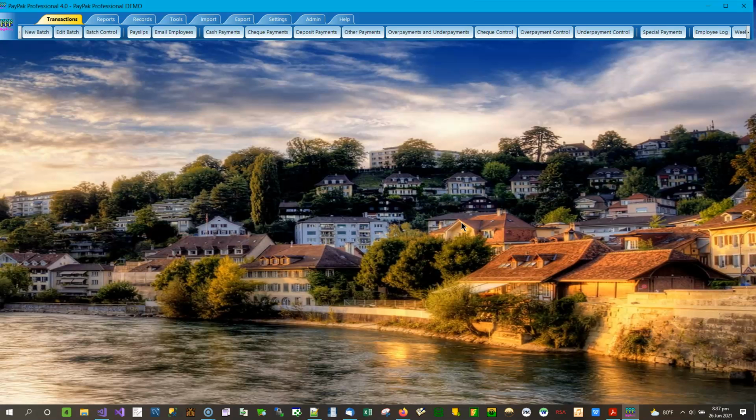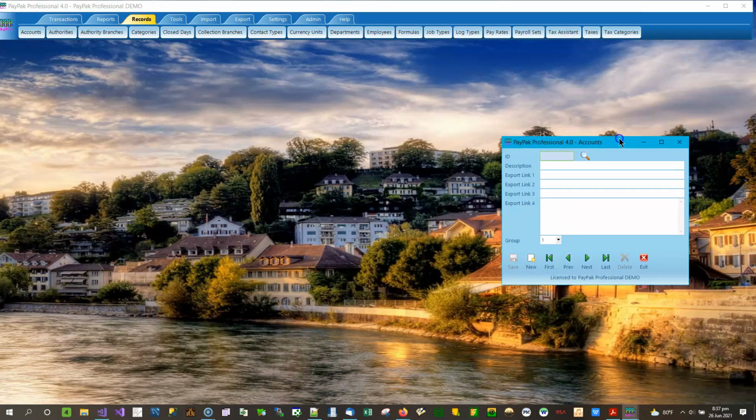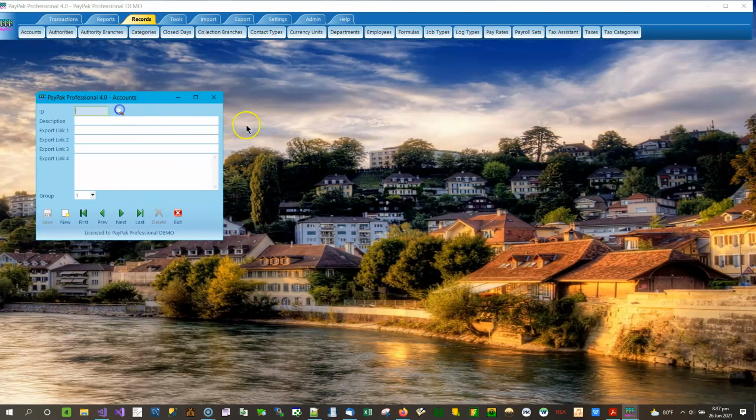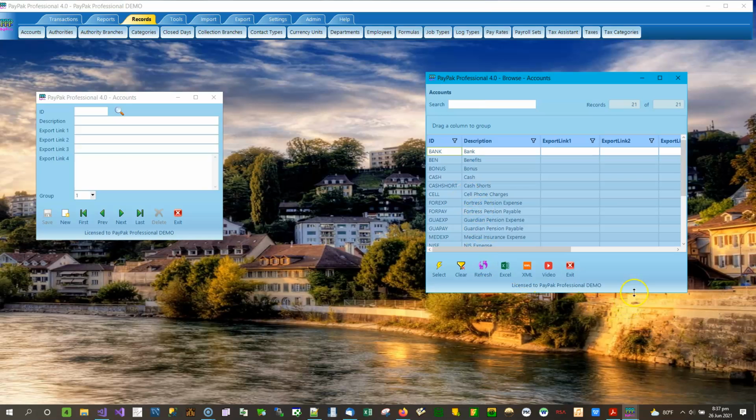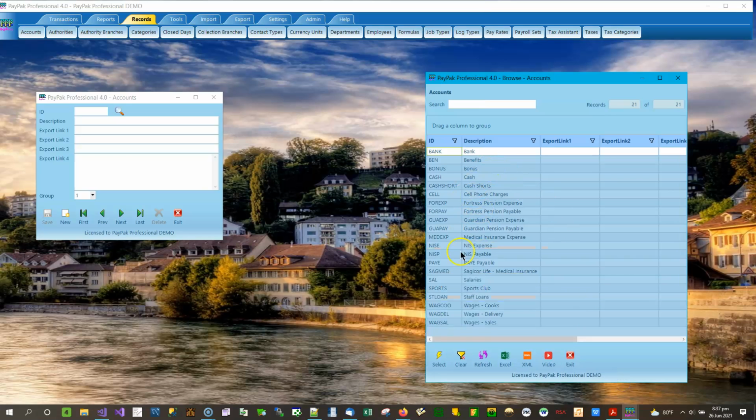There are a number of sections in PayPak which are linked to the accounts. Now when you set up your records, one of the first things you're going to do is add your accounts here. And this is the account screen. And if we browse, we'll have a look at some of them. You have various accounts assigned here.